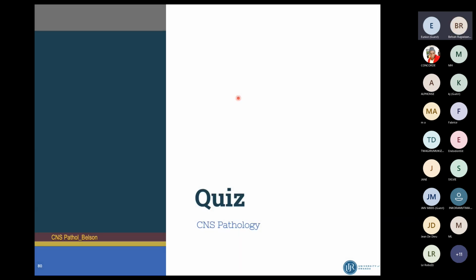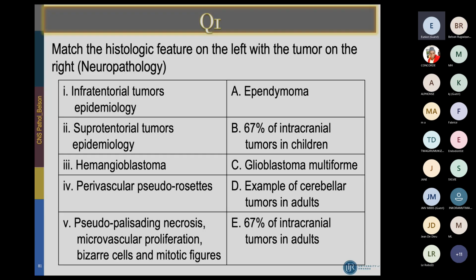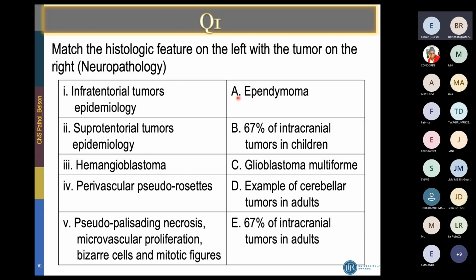So I have just 2 questions. Matching questions. Match the histologic feature on the left to the tumor on the right, or epidemiology, not only histology. It can be histology, or you just match left to right items. Anyone who followed can answer this quickly.